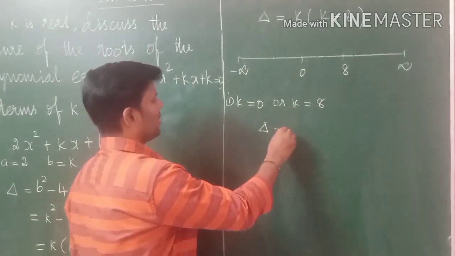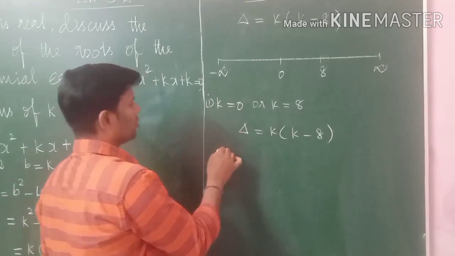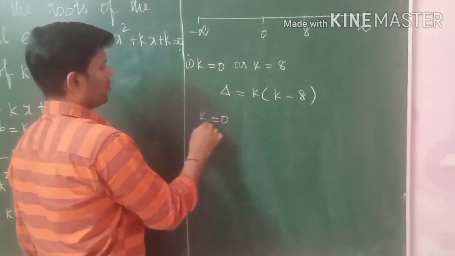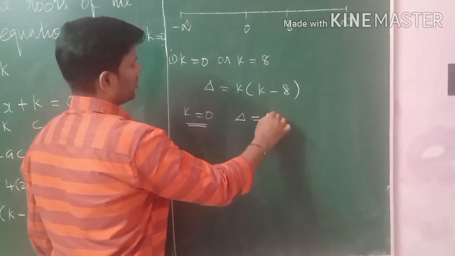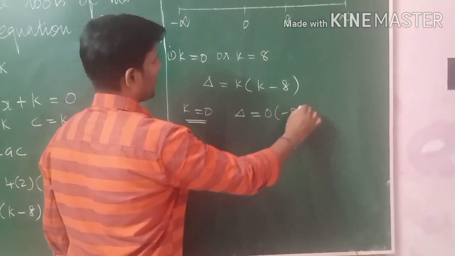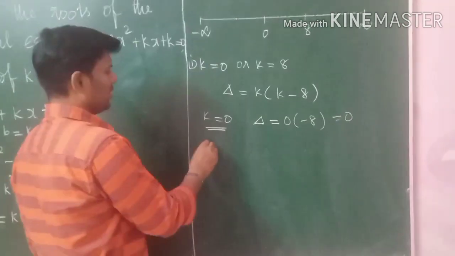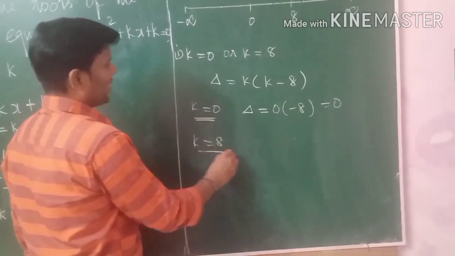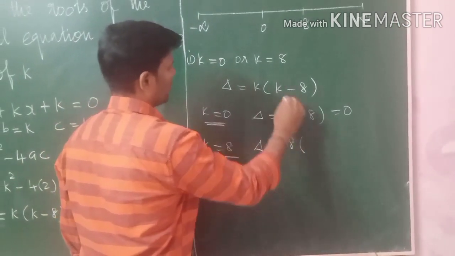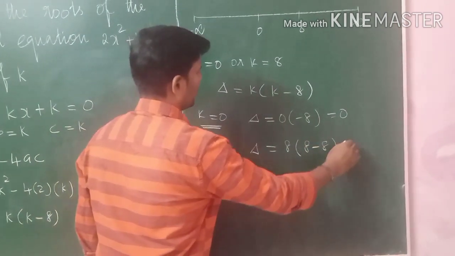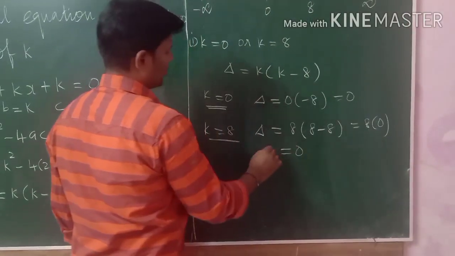So what is our delta? k into k minus 8. Suppose I put k is equal to 0. Delta is equal to 0 into 0 minus 8, which becomes 0. So delta is 0. Now put k is equal to 8 and see. So delta is equal to what? 8 into 8 minus 8, so 8 into 0, which becomes 0.